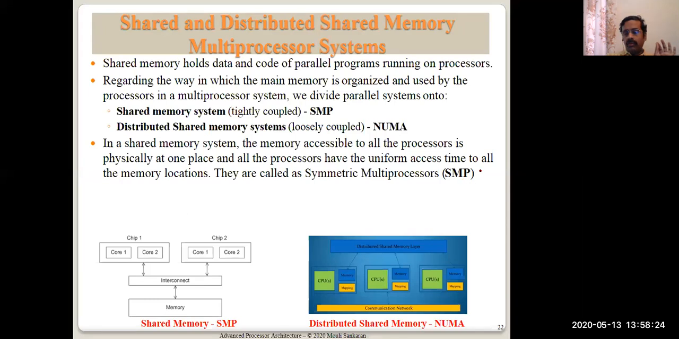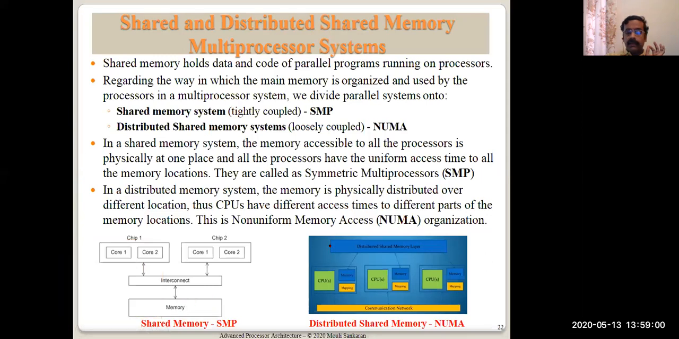So if I have to ask you to define an SMP, it is a symmetric multiprocessor system having access to a single physical shared memory, and all the processors having uniform access time to any location in the memory is the definition of an SMP system, which is given here. Now let us look at this picture.